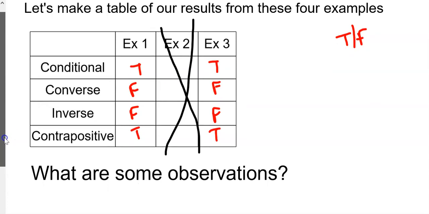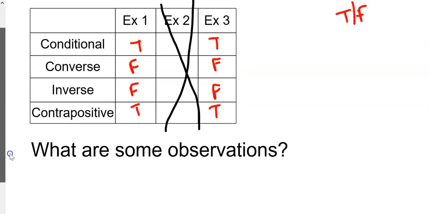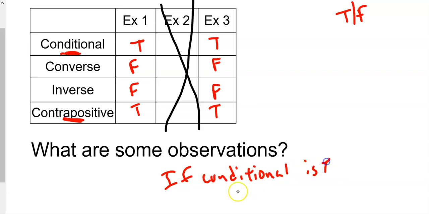Okay, so hopefully your chart looks like this. So some observations. It appears that the converse and inverse are always false. That is actually not a true statement. In our 2 examples here, that is a true statement. It is, however, a true statement to say your conditional and your contrapositive are both going to be true. So if the conditional is true, then the contrapositive is true.